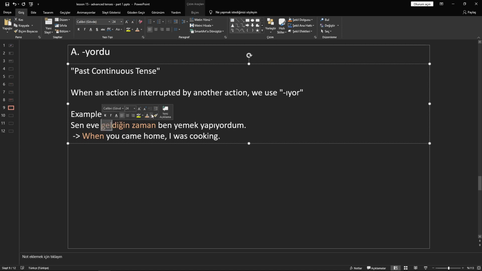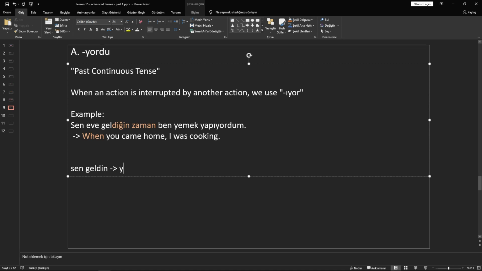wait, I will make this white. Sen eve geldiğin zaman, when you came home, I was cooking. So I was cooking, that is the first action, and it is interrupted with you coming home. Two actions happening together. Geldin and geldiğin. Geldin is basic. Sen geldin. This is basic. So you came. Sen geldiğin zaman, when you came.